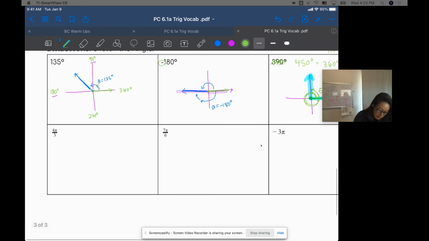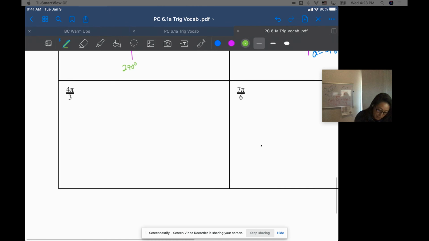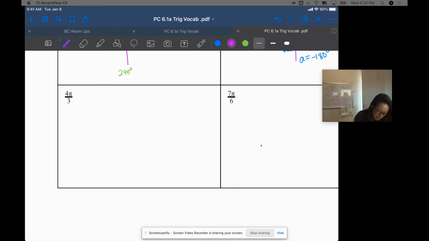All right, so we're going to sketch a couple angles in radians, and we're going to do a lot of practice with this in class. Like I told you before, one full rotation around the coordinate plane is equal to 2 pi. If I go half a rotation, half of 2 pi would be pi. Half of pi would be half pi. So this is 3/4 pi, or 1.5 pi.